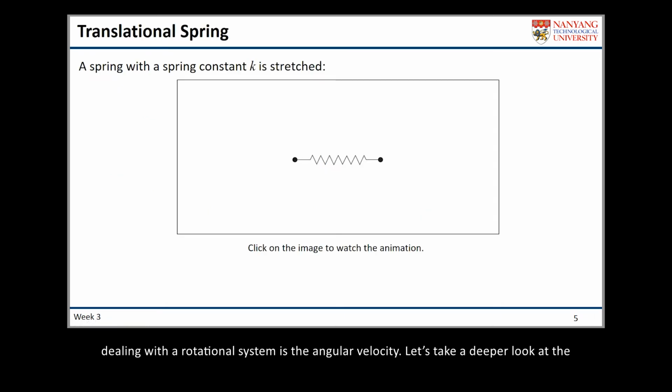Let's take a deeper look at the spring element. Any spring always has a property that is called the spring constant, or sometimes we also call it the stiffness. For stiffness, you can use the notation K. Normally we call it K, the spring stiffness.